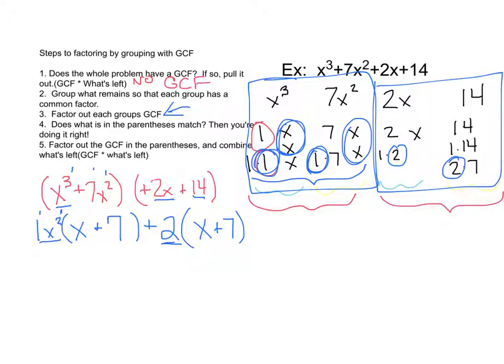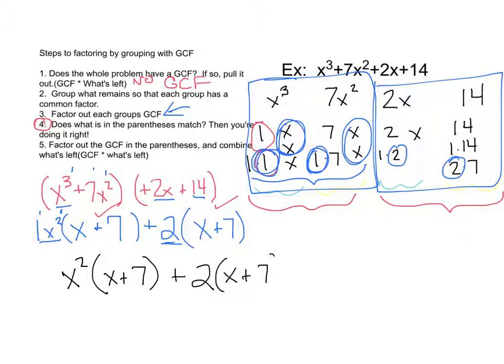So step number 4 asks us, does what's in the parentheses match? And if so, we're doing it right. Check mark, check mark. They both are equal to x plus 7. So we know we're doing something right. So I'm going to rewrite the problem just a little clearer. It's x squared times (x plus 7) plus 2 times (x plus 7).